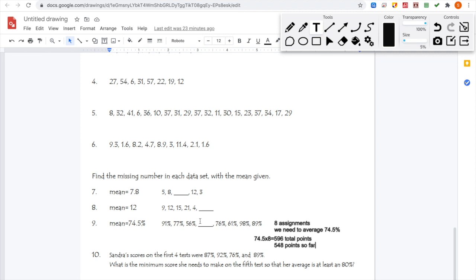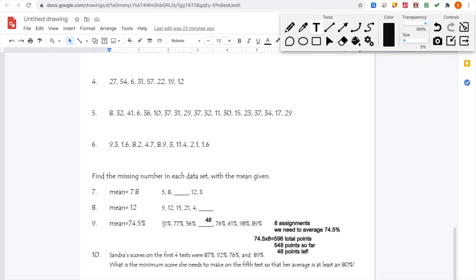So we need to find out what we need to get on our last one, and we're just going to subtract. So that's going to leave us with 596 minus 548. It's going to leave us with 48 points left to get. So that means we need to get 48 points on this last assignment.